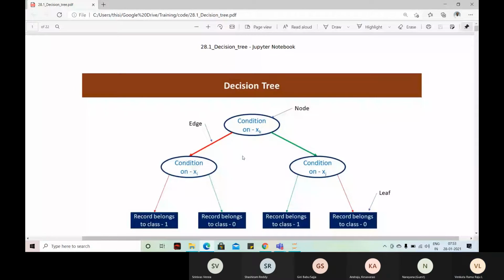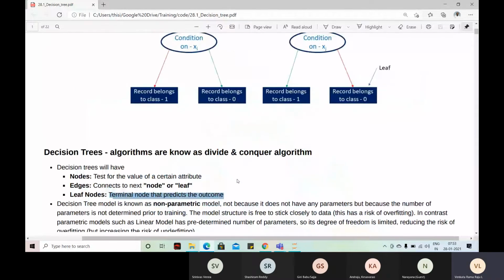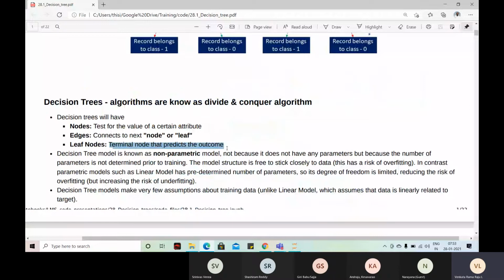The next point is decision tree models are non-parametric models. What is a parametric model?